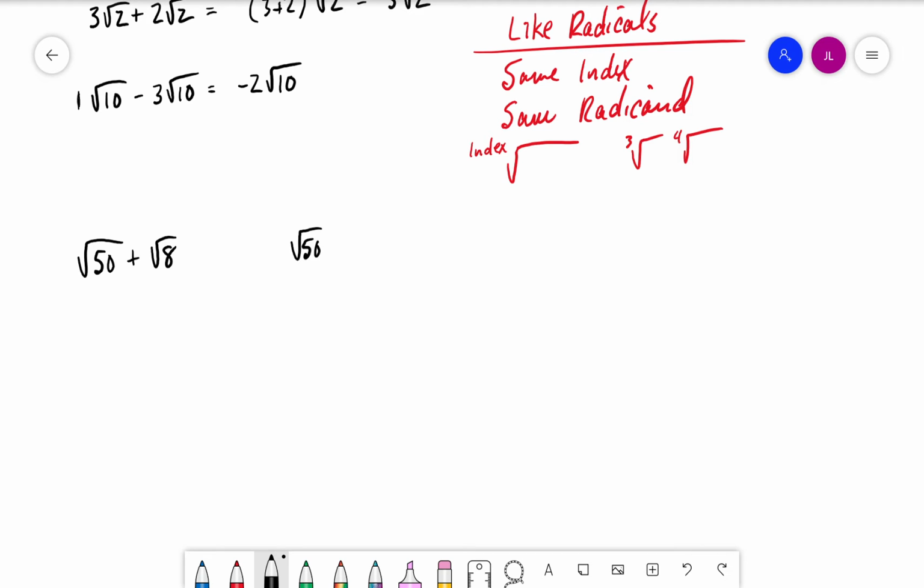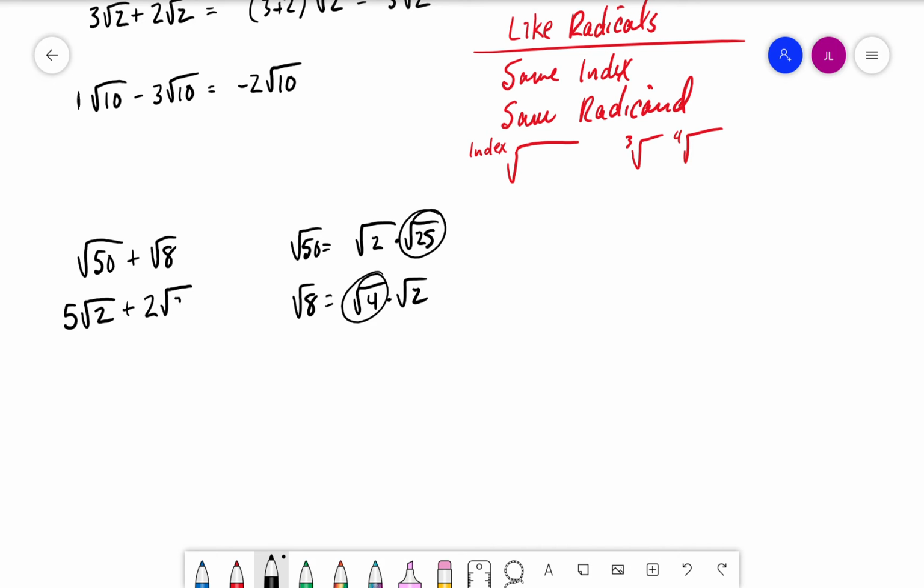The square root of 50 is equal to the square root of 2 times the square root of 25. And right there, 25, we have a perfect square. Square root of 25 is 5. So the square root of 50, if we break it down and simplify it, is 5 times the square root of 2. Well, the square root of 8 is equal to the square root of 4 times the square root of 2. We know here the square root of 4 is 2. So we can say this is plus 2 times the square root of 2.